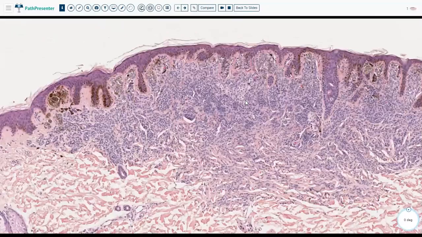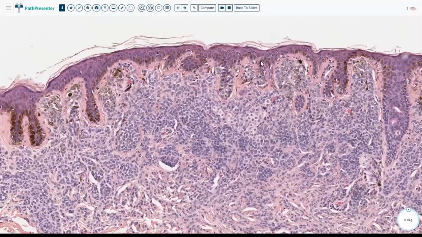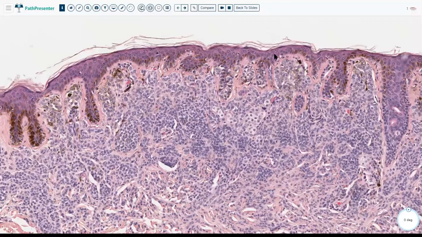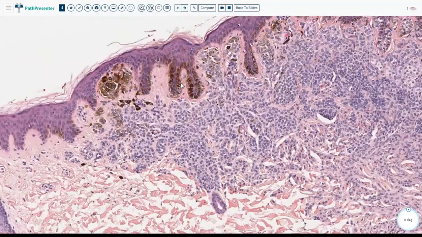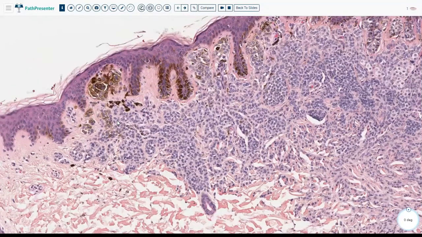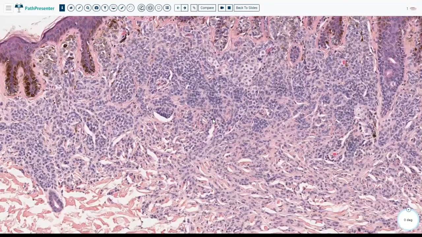The junctional component is very important. As you can see here, the nests are mostly in the tips of the rete ridges. They're not in the top of the dermal papillae. Always use the term, if you find them in the arch, which should be your arch enemy, a melanoma. If you find many melanocytes or nests in the arch, that's a bad sign. But as you can see here, they're mostly in the tips of rete ridges, which is a very reassuring feature.